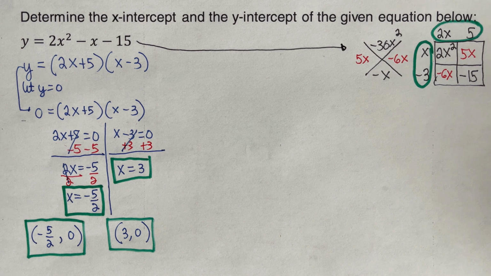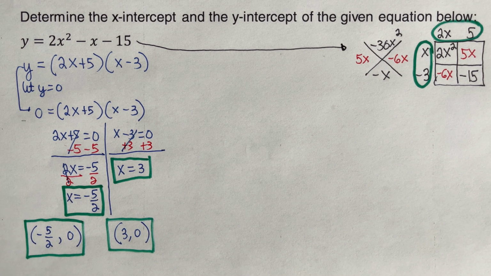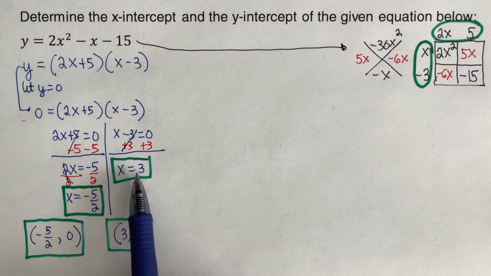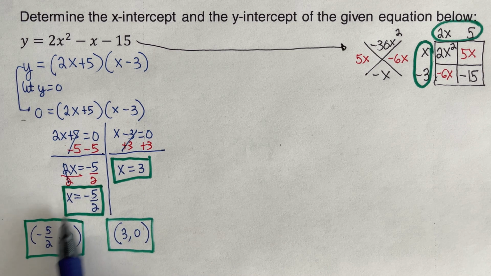Okay, so I've shown you the work in determining the x-intercepts here. The first x-intercept is negative 5 halves, which is actually negative 2.5. And the second x-intercept is x equal to 3. And this is its equivalent coordinate form, or ordered form, and this one is the ordered form as well.